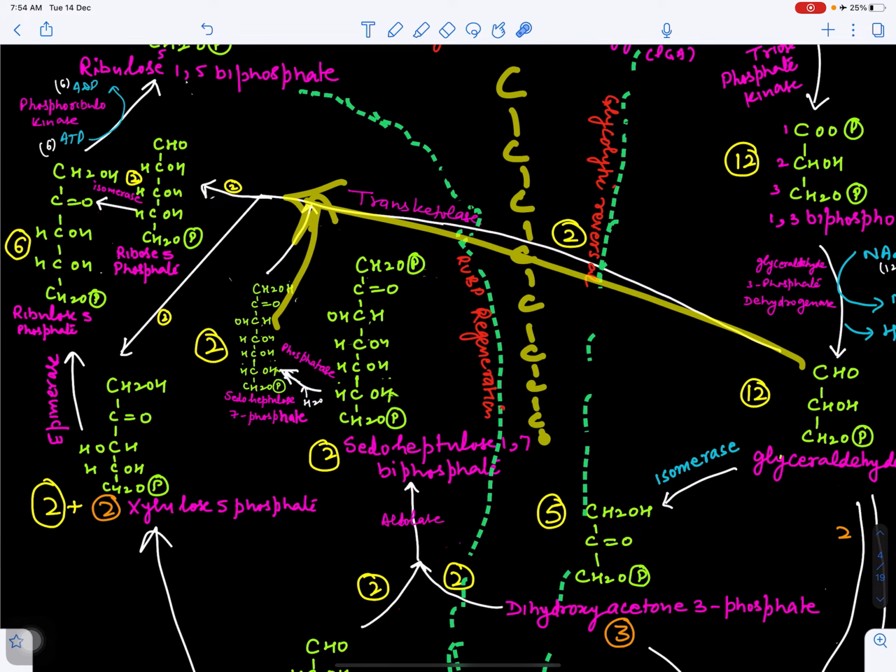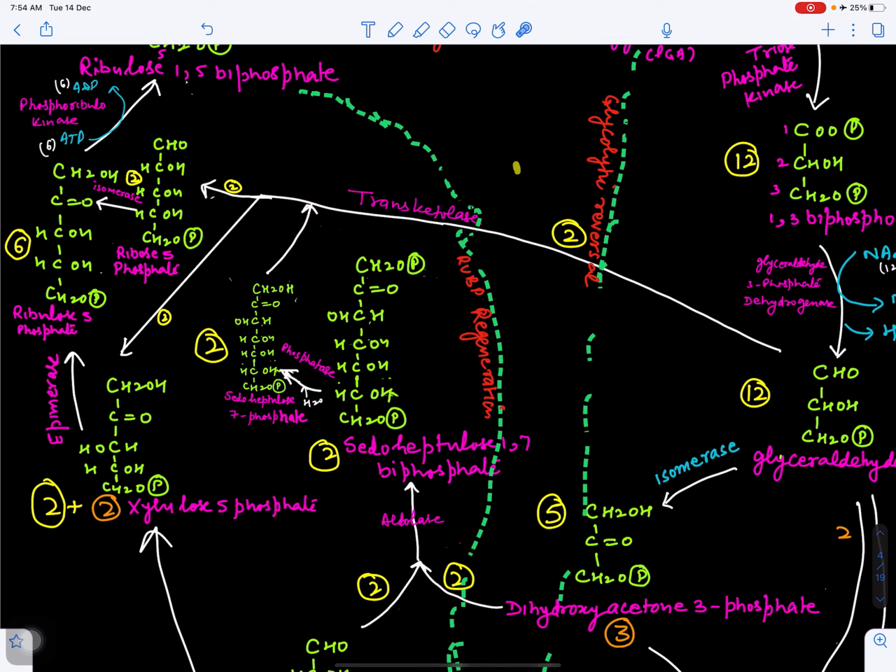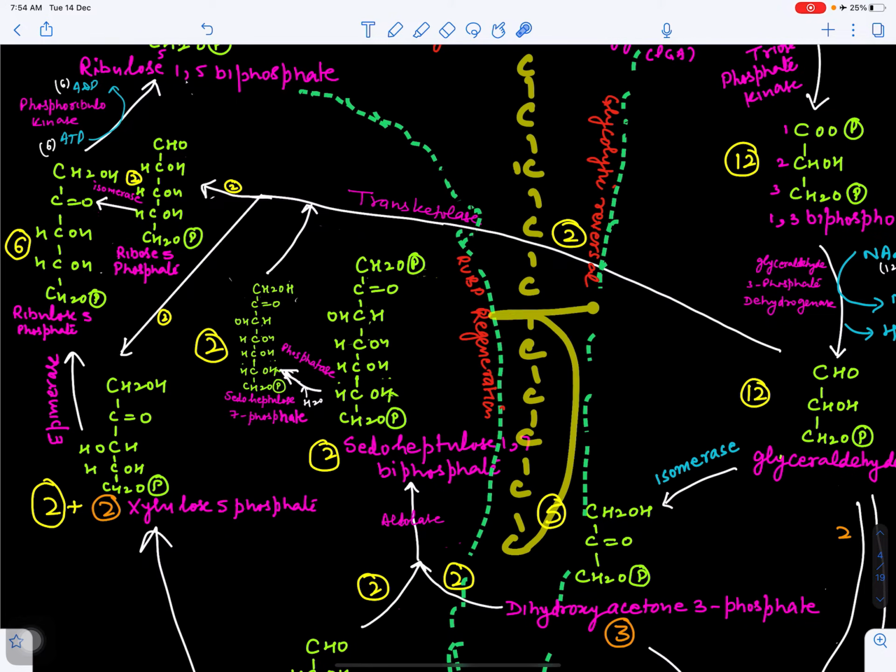3 carbon will combine, this will become 10 carbon in length. 1, 2, 3, 4, 5, 6, 7, 8. I'll again make 10 carbon. 3 to 5, 6, 7, 8, 9, 10, right? Now this will break from here, 5 carbon. So 5 carbon will be produced.